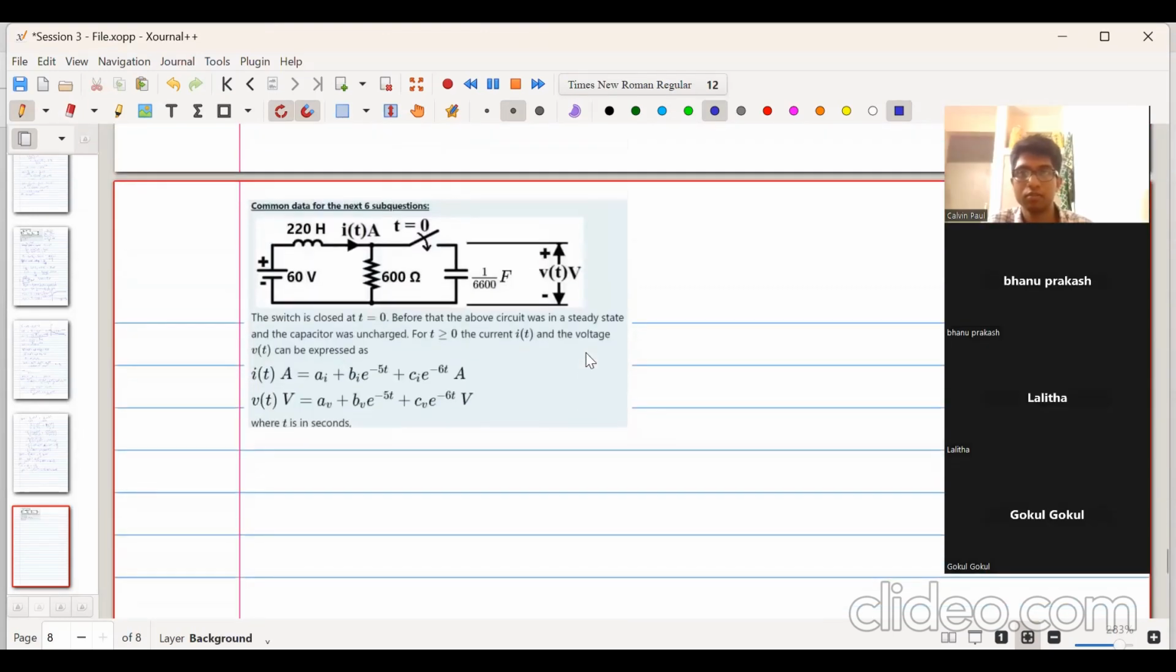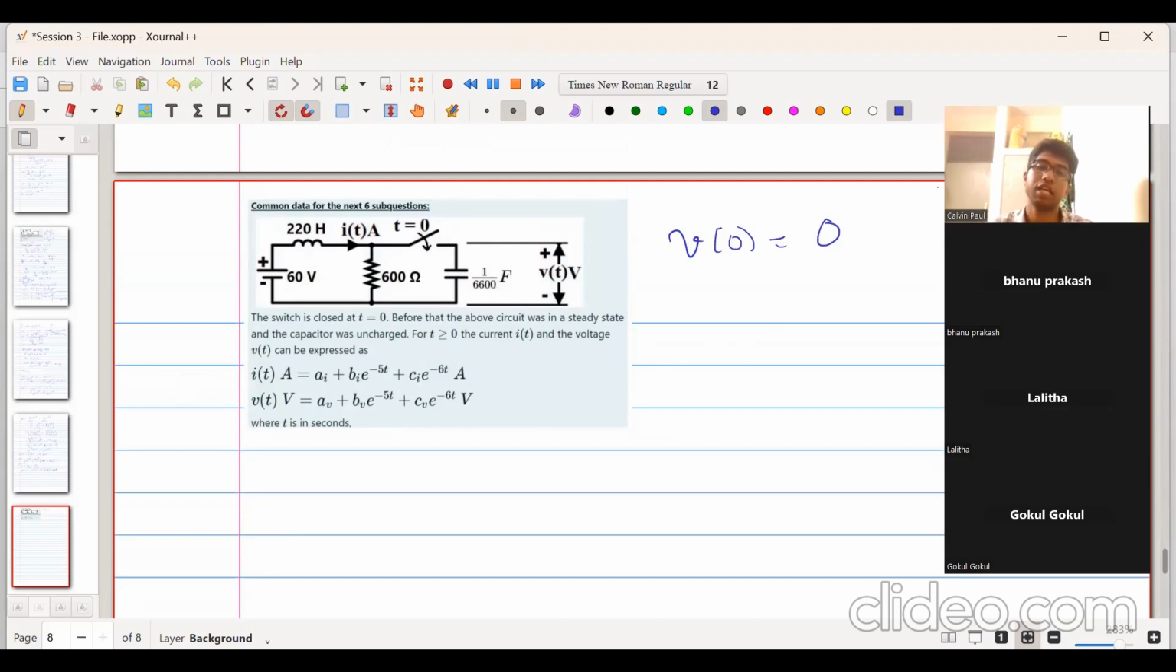Okay, this is our thing. So this is the circuit. The switch is closed at t equal to 0. Before that, the above circuit was in steady state. So the capacitor was discharged. If the capacitor was discharged, the initial voltage across the capacitor at time t equal to 0 is 0.